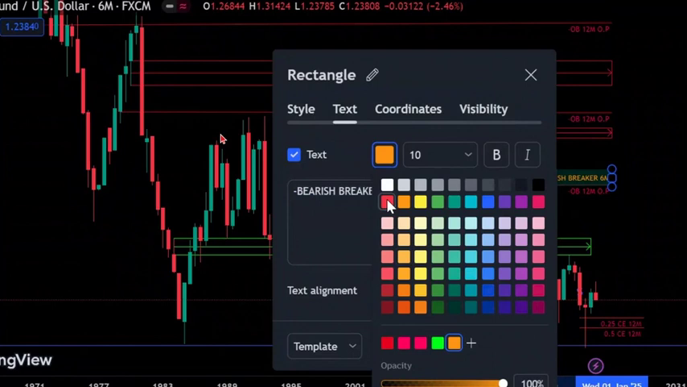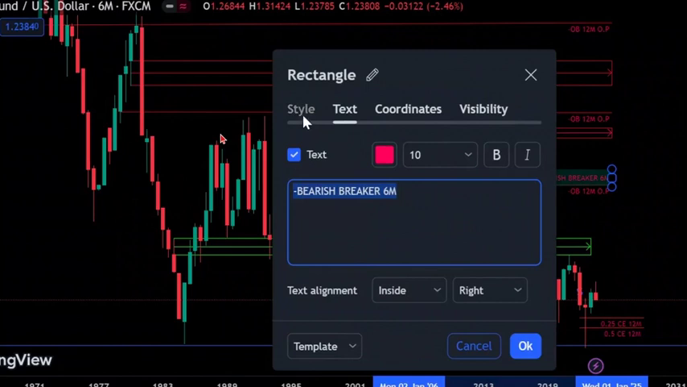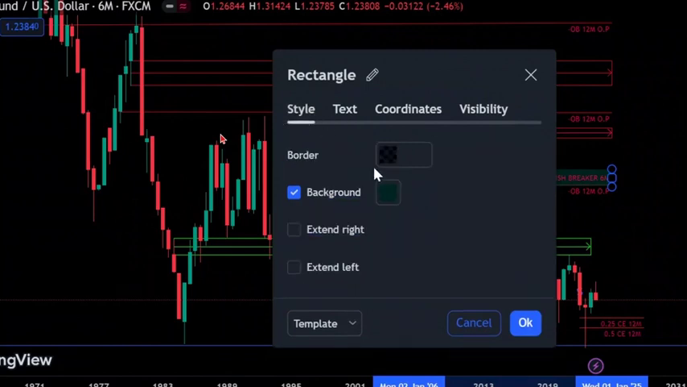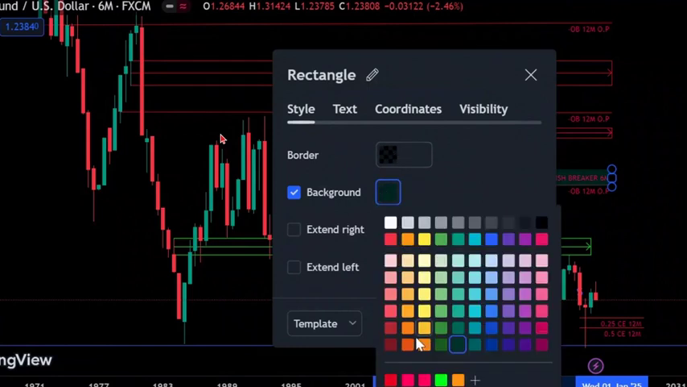This is a 6 month. Make it pink. And then you have to make that box red. You're going to have to make it red, but make it like a light red, the background. Because remember, we're making a light red, like one of those red boxes to the left.